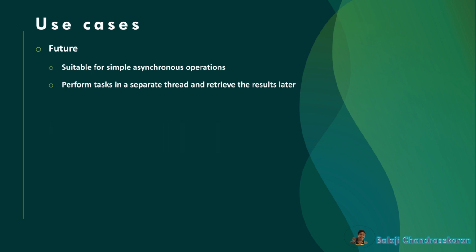Future is suitable for simple asynchronous operations where we need to perform tasks in a separate thread and retrieve the results later. It's typically used with an executor service. CompletableFuture is ideal for complex asynchronous programming needs, including chaining multiple asynchronous operations, error handling, combining results, and implementing non-blocking algorithms.